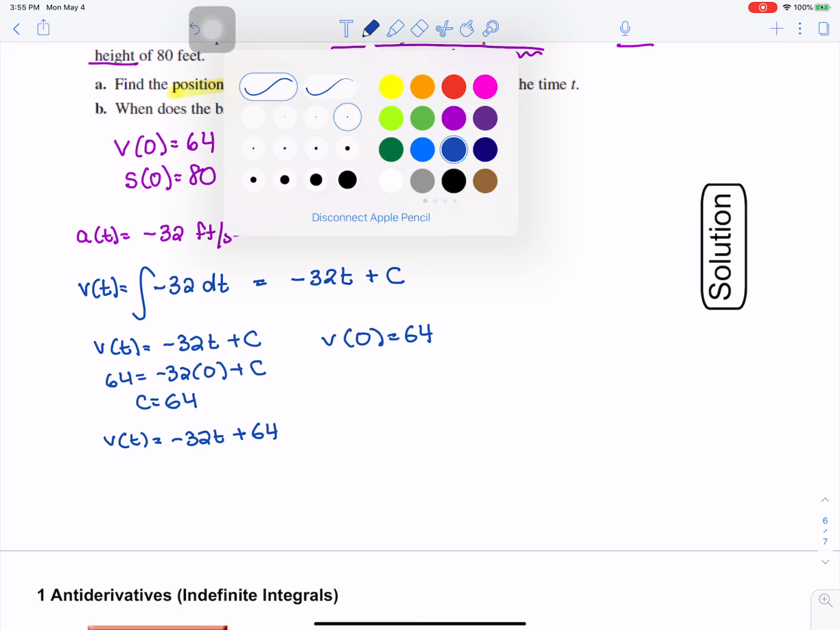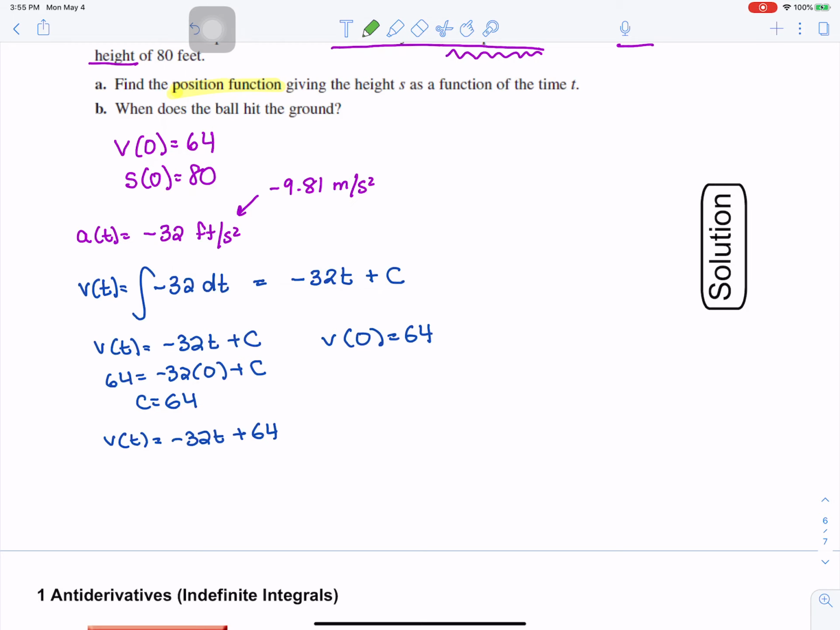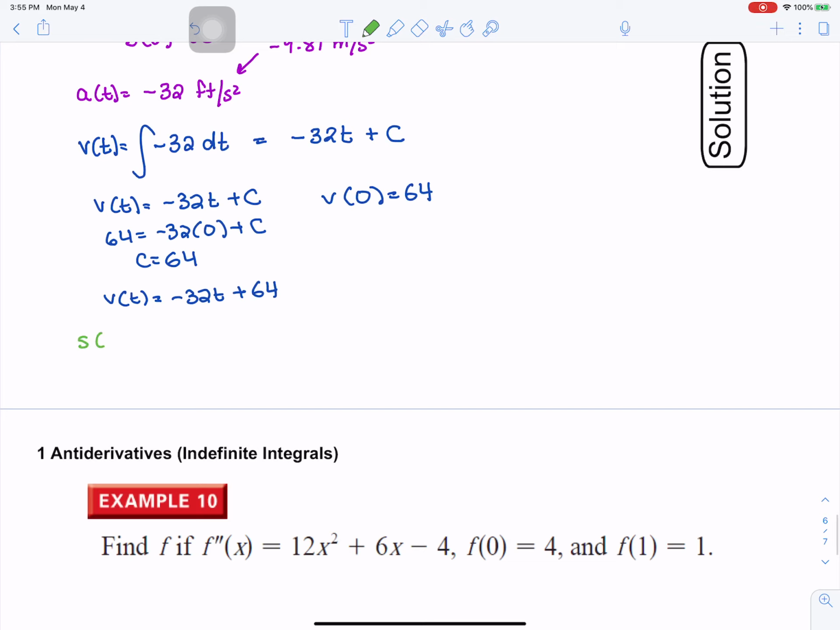Now, if I want to find my position, I need to do one more antiderivative. So the antiderivative of velocity is position. I take the antiderivative of the right-hand side with respect to t. So this would give me minus 16t squared. I add 1 to the exponent, divide by that same number. Let me actually show that out a little slower. So minus 32, I add 1 to the exponent, divide by the 2, plus 64t.